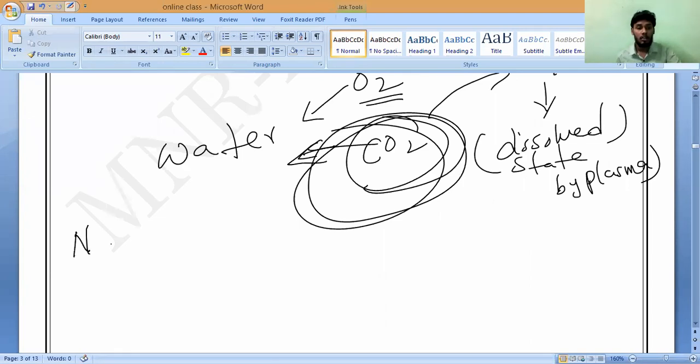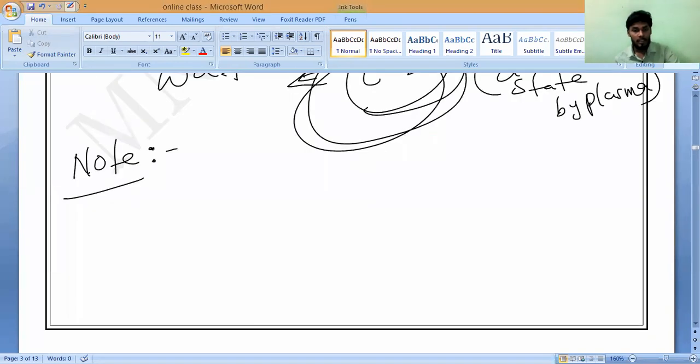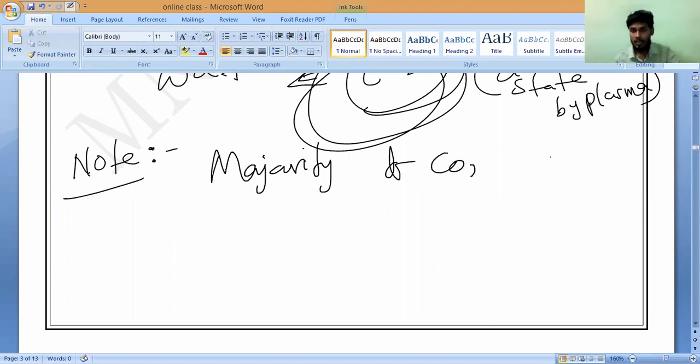Note it down, all of you, those who join now also. Majority of carbon dioxide is carried by plasma.